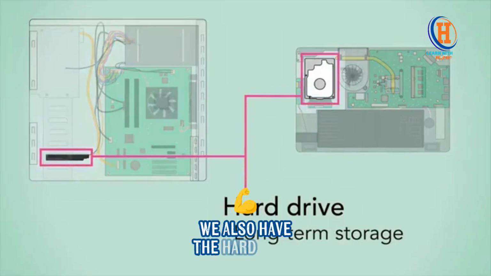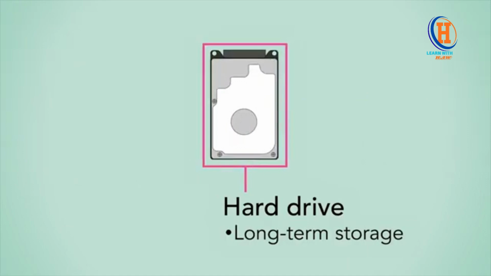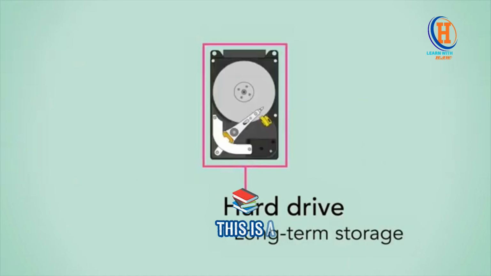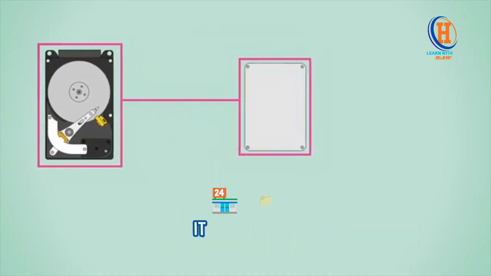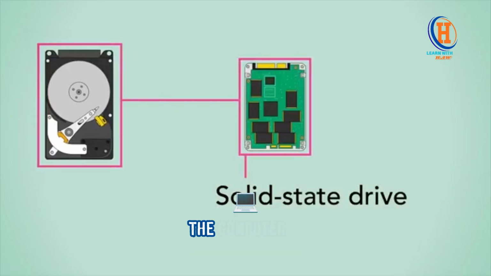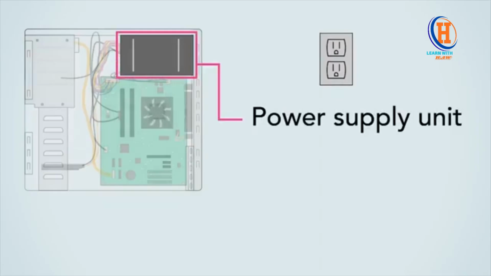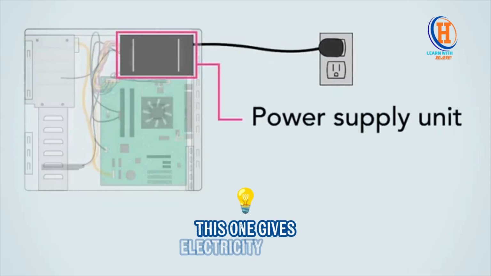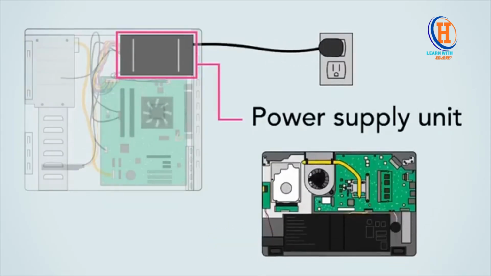We also have the hard drive or SSD. This is a long-term memory. It stores your files even when the computer is off. We also have the power supply. This one gives electricity to the computer.